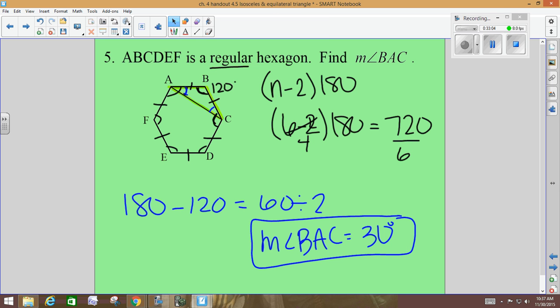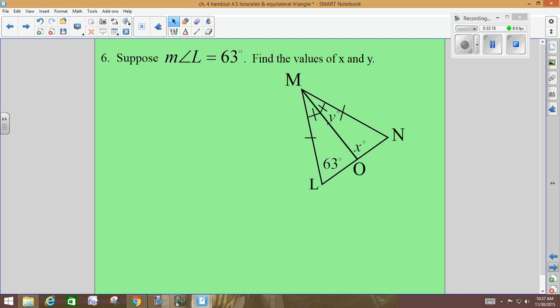So we use polygon angle sum theorem, triangle angle sum theorem, and isosceles triangles. Rashid, 120, 30, 30. How would you classify that based on angles? Obtuse, good. All right, last one, number 6. Suppose that the measure of angle L is 63 degrees. Find x and y.